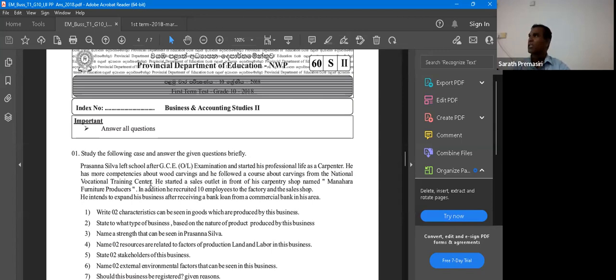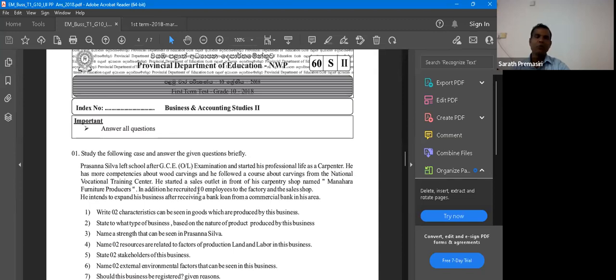What is the National Vocational Training Center? On one side it is a stakeholder, on the other side an external force. He started a sales outlet in front of the carpenter shop named Manahara Furniture Producers. Should it be registered or not? It should be registered. Why? His name is Prasanna Silva, but the name of the business is Manahara Furniture. Since the name of the business is different from the owner's full name, it should be registered under the Business Names Act number 6 of 1980.